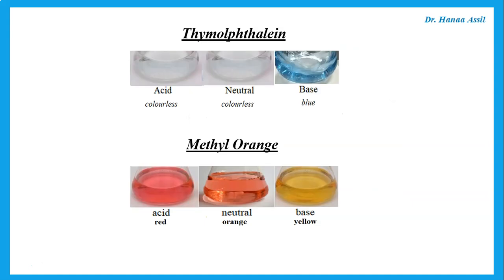When we're doing titration, we need a liquid indicator, so we can either use thymolphthalein. So please know the colors. Thymolphthalein in a base is blue. If it becomes neutral or acid, it is colorless. Methyl orange is another indicator. If we put it in a base, it's yellow. Neutral, it's orange. And acidic would be red or pink.